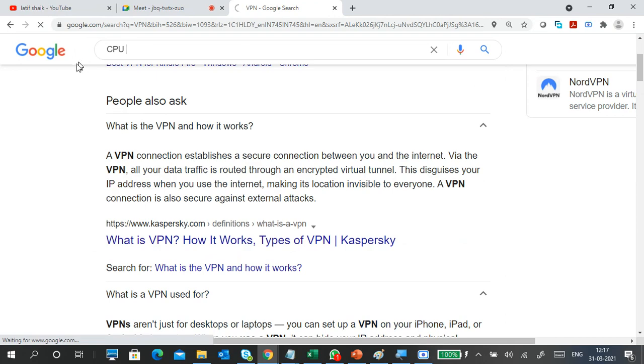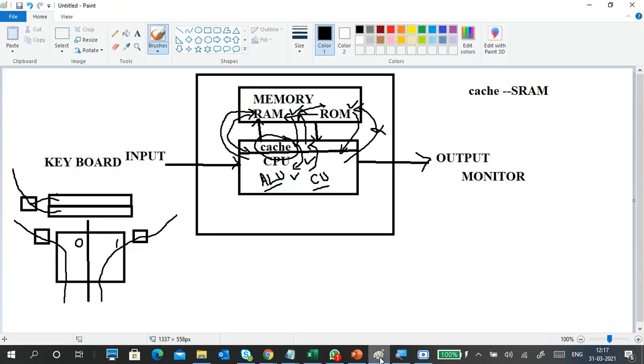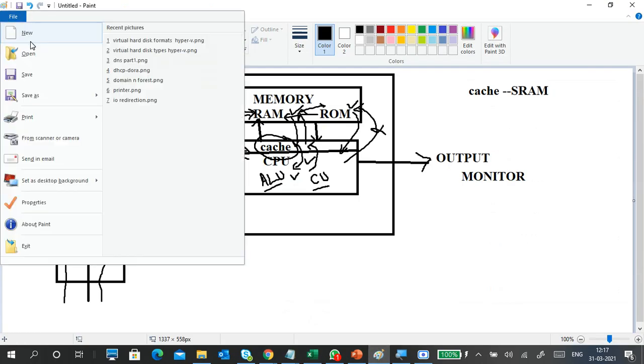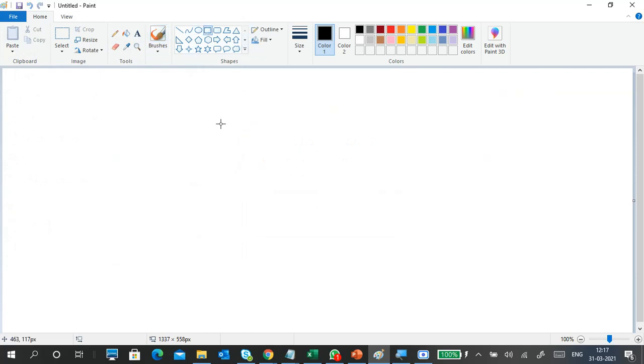Just a CPU. If you see any CPU, the CPU is fitted into a socket on a motherboard. Just like this is a motherboard. Think like it is a motherboard.